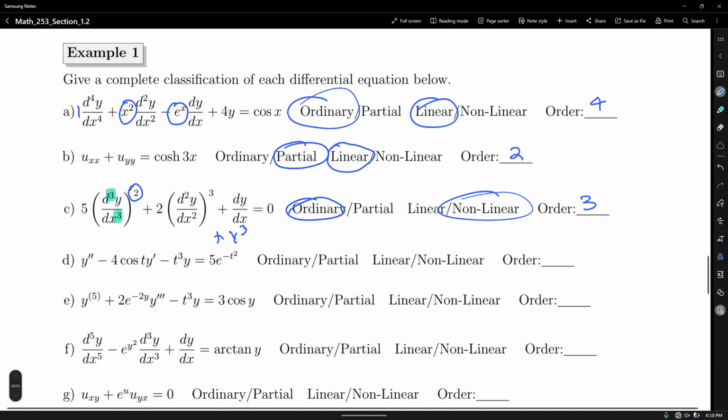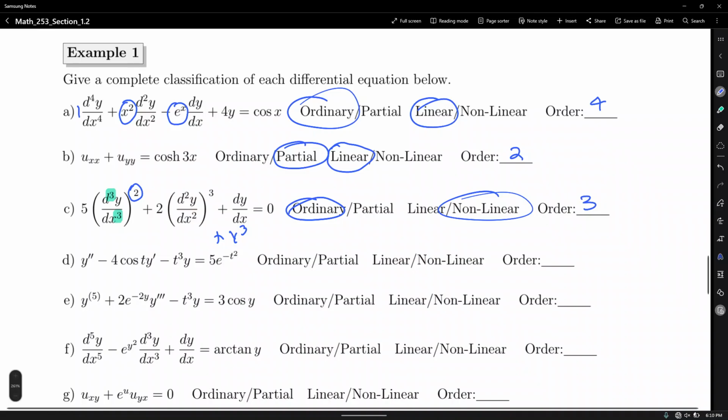Yes? Oh, 2 for the order in letter B? Oh, because, okay, how many derivatives did we take with respect to x? 1 and then 2. And then how many derivatives with respect to y? 1 and then 2, right? So we see two iterations.